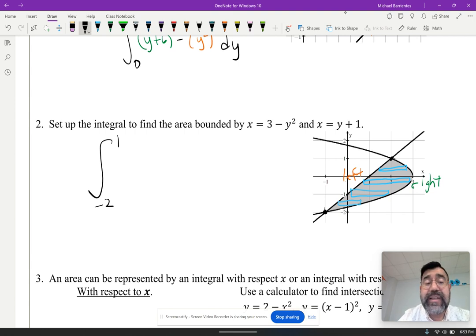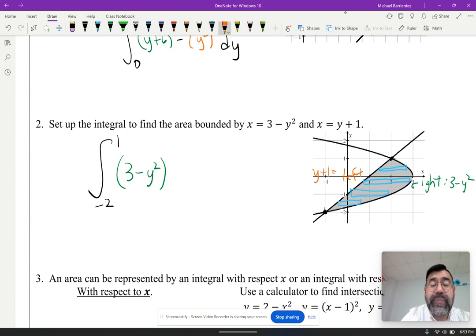Well, since this is a sideways parabola, this has to be 3 minus y squared. So that's the right side. That goes first, the right boundary function. And then the left boundary function here is y plus 1. That's the left side, y plus 1. And we're going to subtract those, right minus left, and we're going to say dy. This integral will help us find the area that's trapped between the curves.